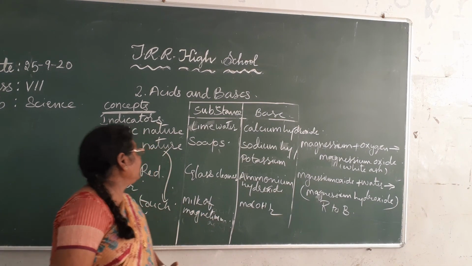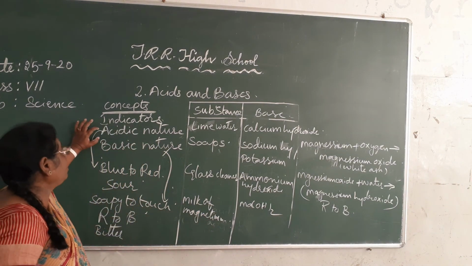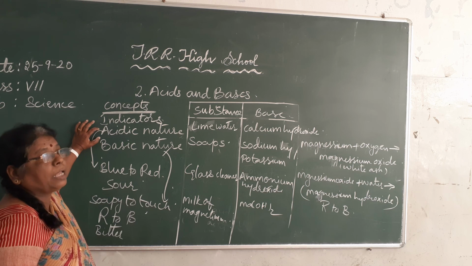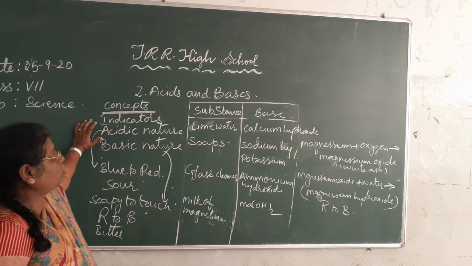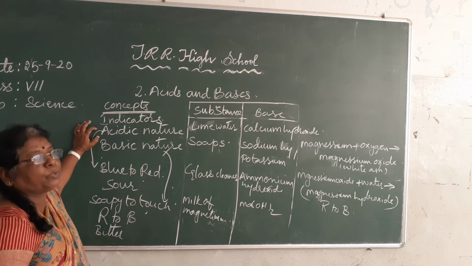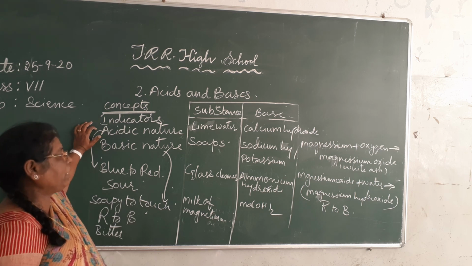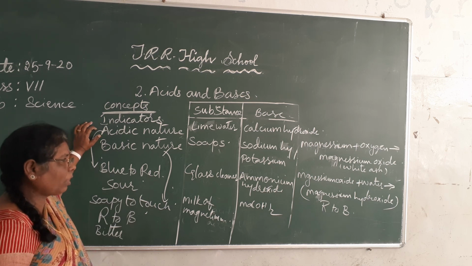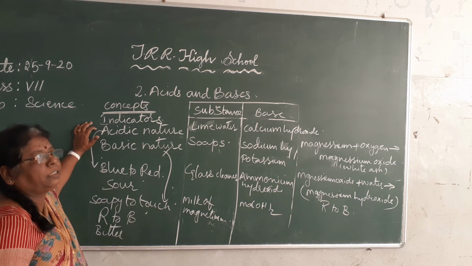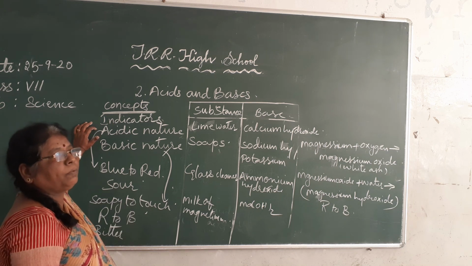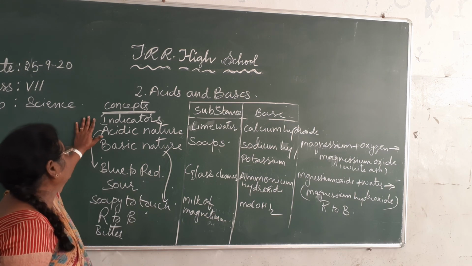Understood? So like this, you have to go through the acid table given for you. The acids and substances are given for you. Go through the table and go through the bases also. Once read the tables. Fine children? Okay? Understood? Thank you.